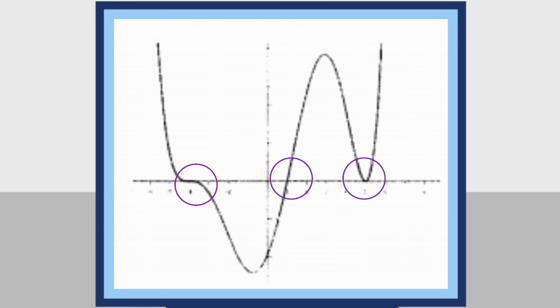Another thing that I notice is that the end behavior of our graph is up, up, which indicates that our graph is some type of even function.